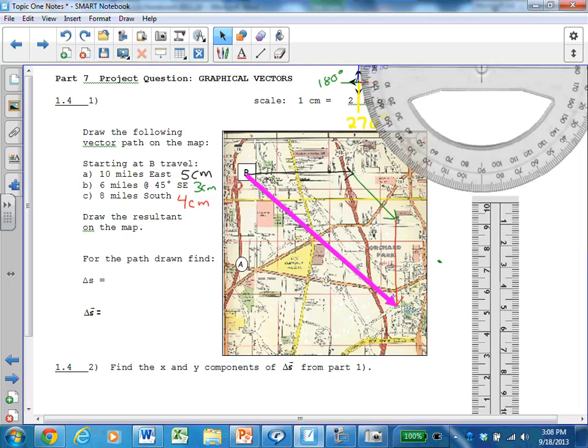Now let's find the distance. This thing represents distance, right? Delta S without an arrow on it. So it's just simply 10 miles plus 6 miles plus 8 miles, which is 24 miles.